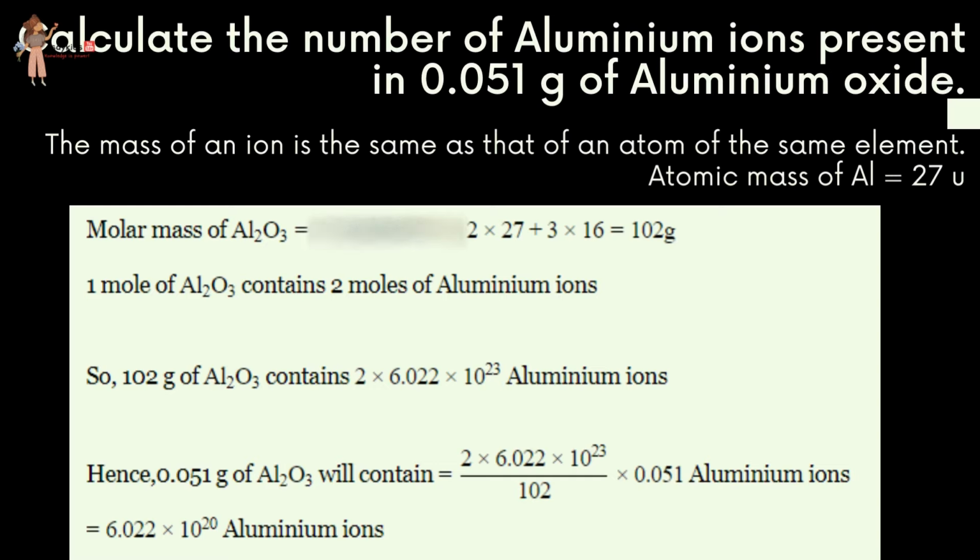Let's calculate the number of aluminium ions present in 0.051 gram of aluminium oxide. The mass of an ion is the same as that of an atom of the same element, and the atomic mass of aluminium is 27 u. Now, molar mass of Al2O3 is 2 times the mass of aluminium plus 3 times the mass of oxygen. 1 mole of Al2O3 contains 2 moles of aluminium ions. So 102 grams of Al2O3 contains 2 into 6.022 into 10 raised to the power 23 aluminium ions. Hence 0.051 gram of Al2O3 will contain 2 into 6.022 into 10 raised to the power 23 divided by 102 times 0.051.